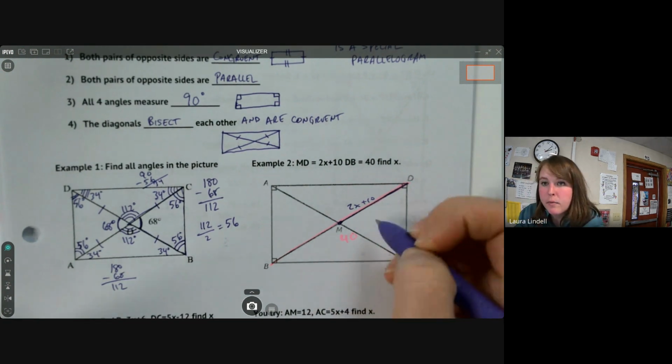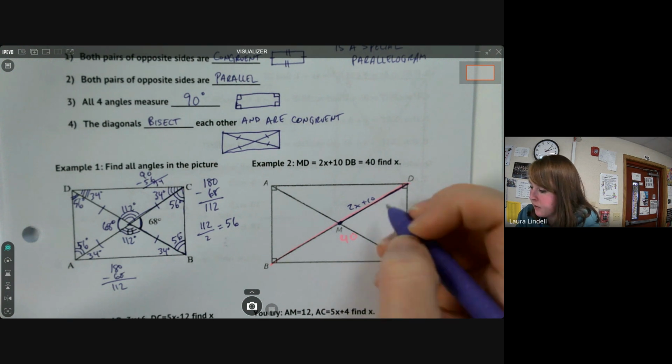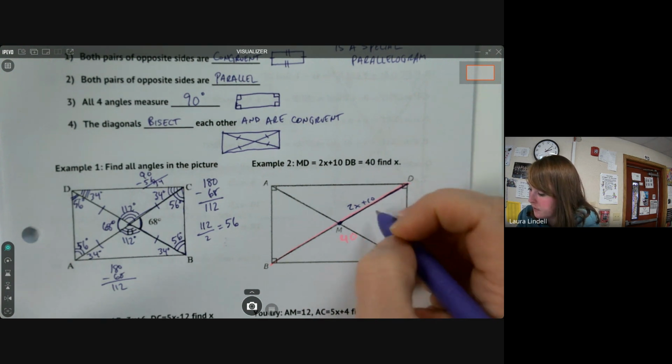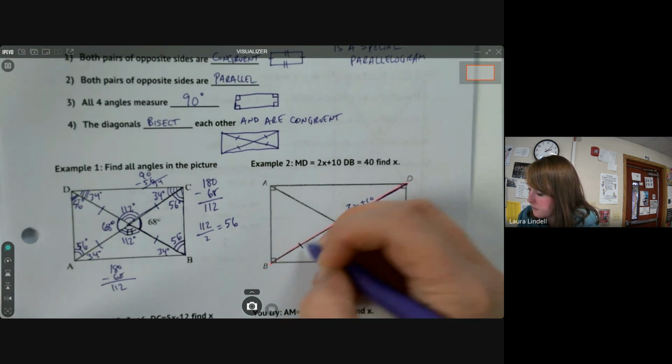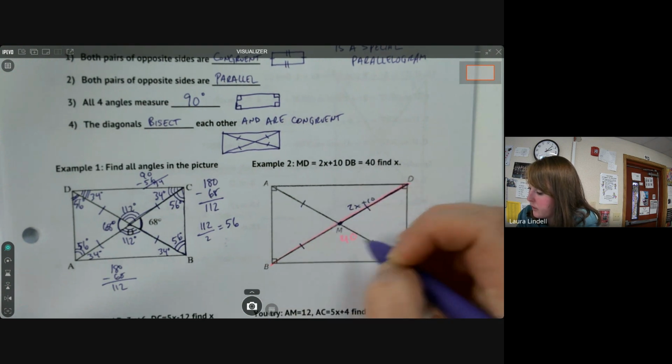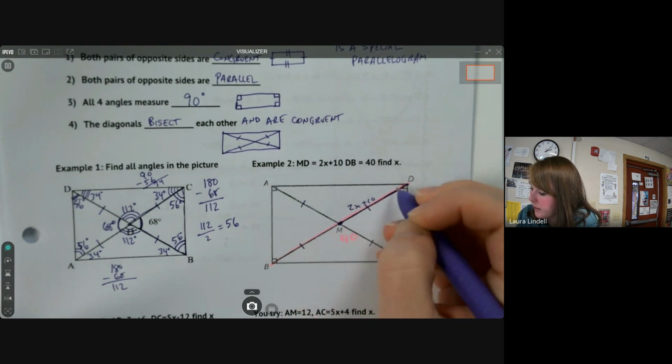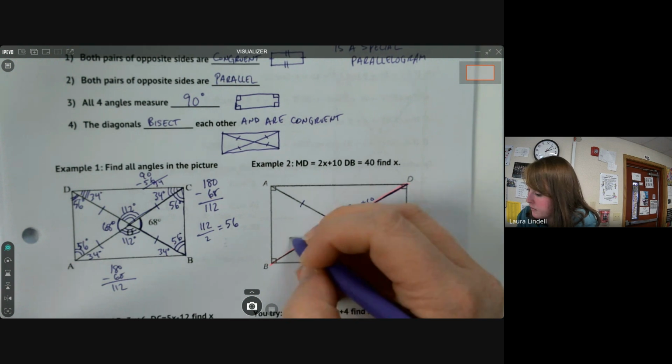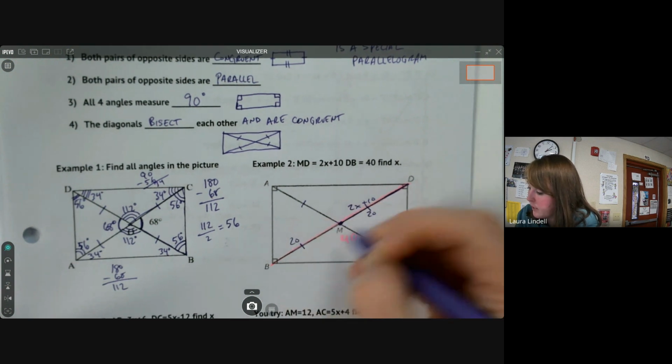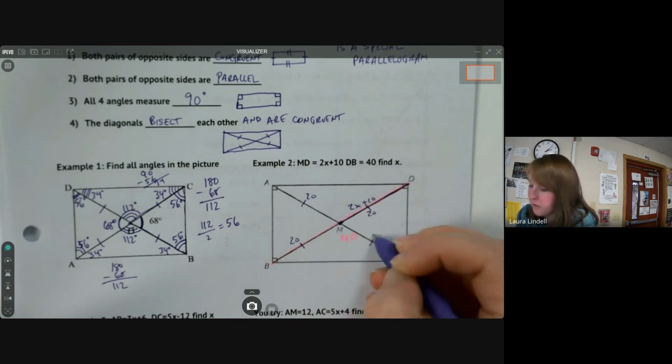So again, something we want to remember from rectangles and also from parallelograms is that the diagonals bisect each other. So if this whole thing is 40, then half of 40 is 20. So these must both be 20, and these must also both be 20.